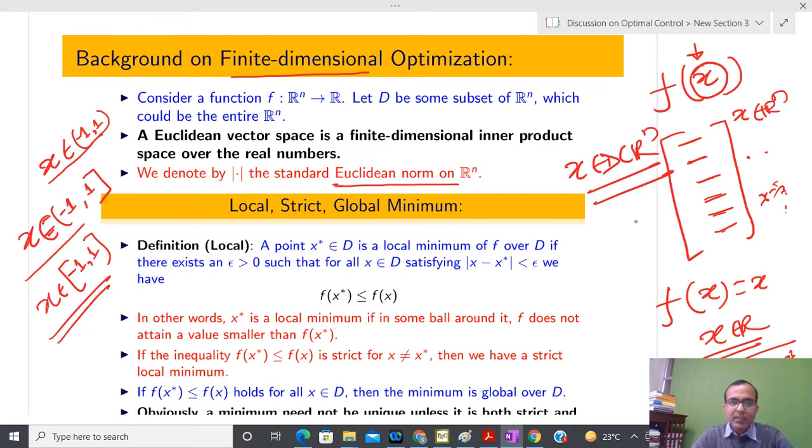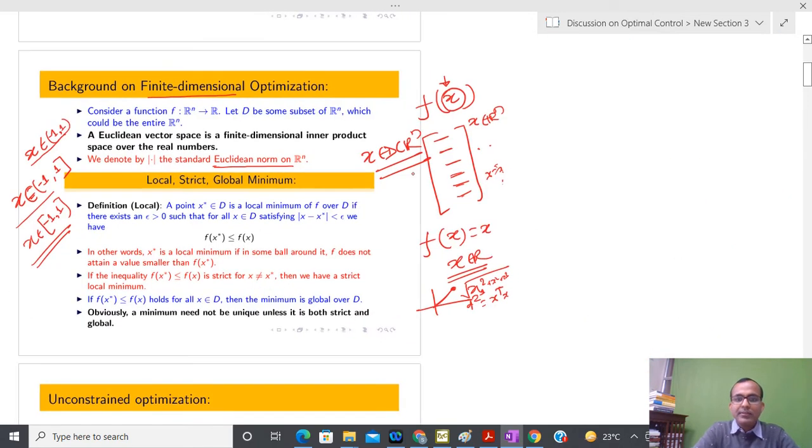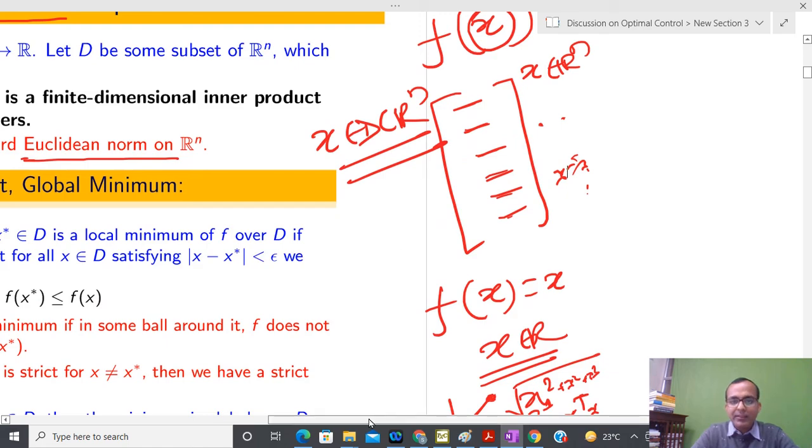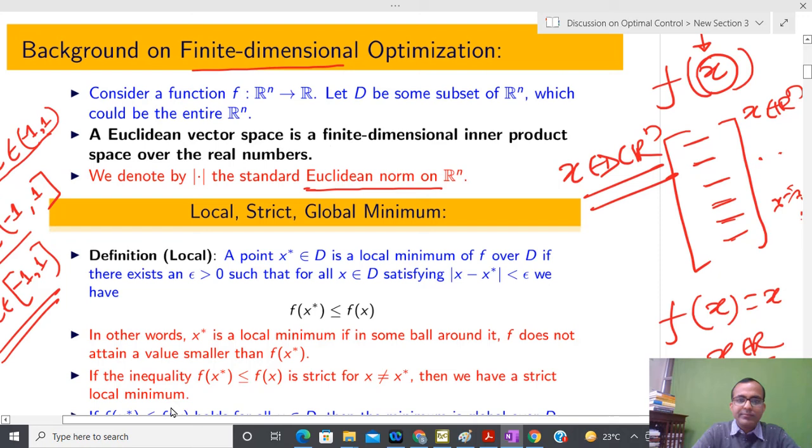Okay, now let us come to the three different values of the maxima and minima. Okay, please give some time, something happens.